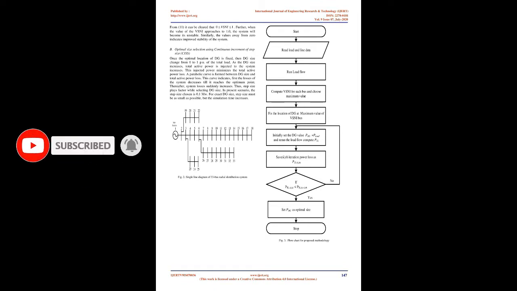The paper is organized as follows. Section 2 presents load flow equations and power loss computation for 33 bus RDS. Proposed methodology for optimal allocation and size selection of DG is explained in section 3. Section 4 discusses the 33 bus test system and simulation results. Finally, conclusion is outlined in section 5.